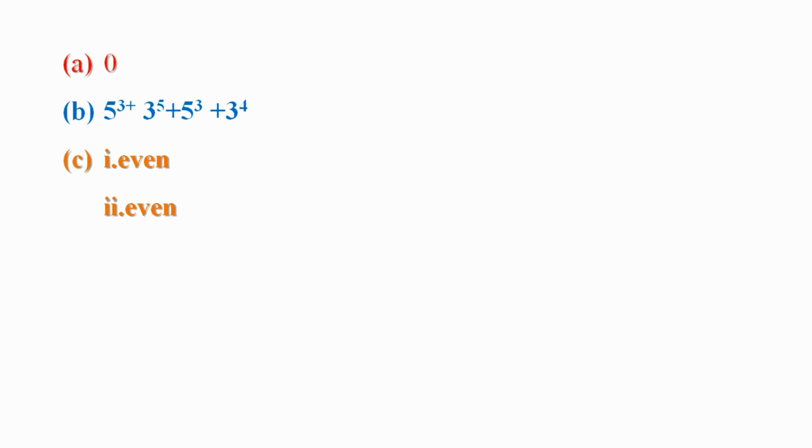Next problem, what is the remainder when 4 raised to 100 is divided by 3? When 4 is divided by 3, the remainder is 1. Therefore, any power of 4 gives a remainder 1 on division by 3. Therefore, 4 raised to 100 gives a remainder 1 on division by 3.